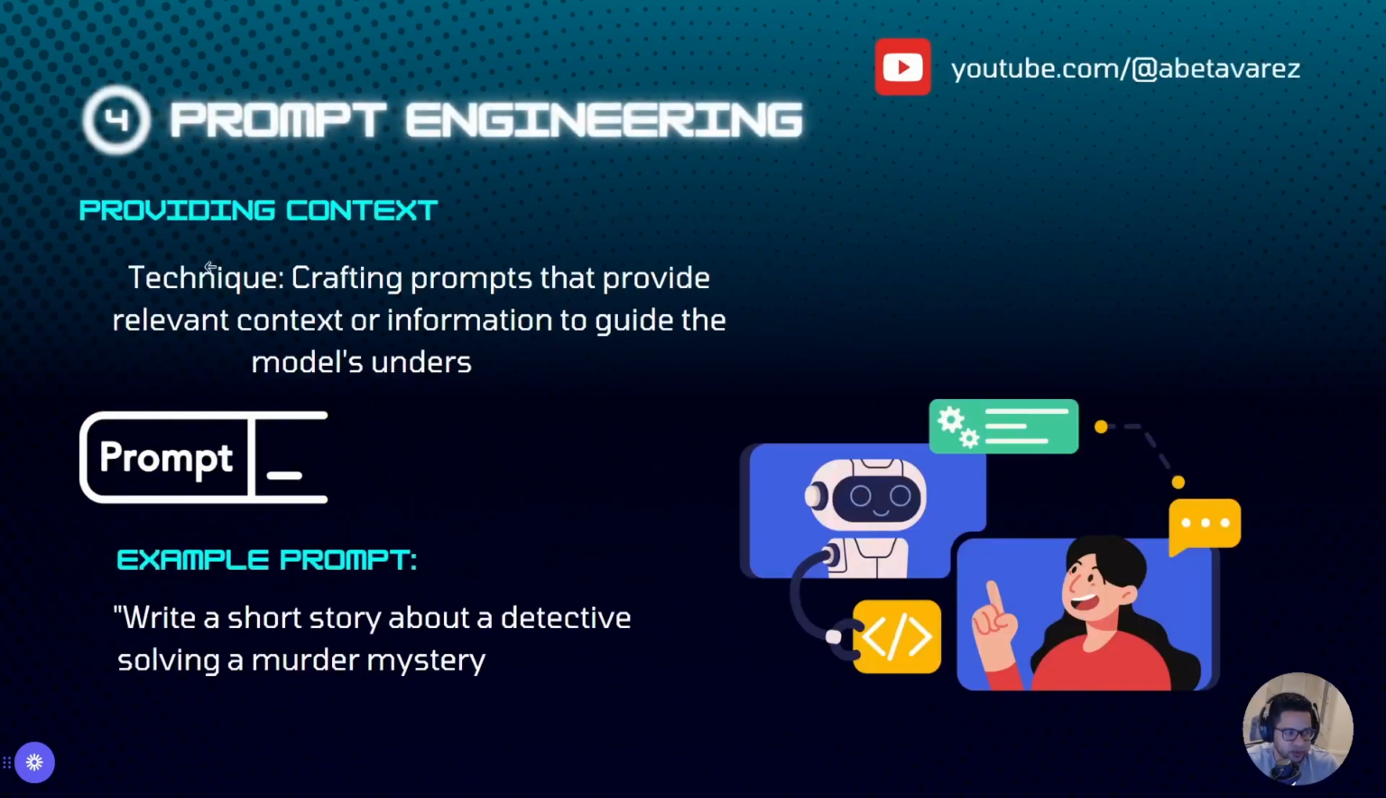First, we have providing context. This technique involves creating prompts that provide relevant context or information to guide the model's understanding. Here we have an example prompt. You can give the LLM the following prompt: write a short story about a detective solving a murder mystery in a small town. So we're providing context to what we want to generate.